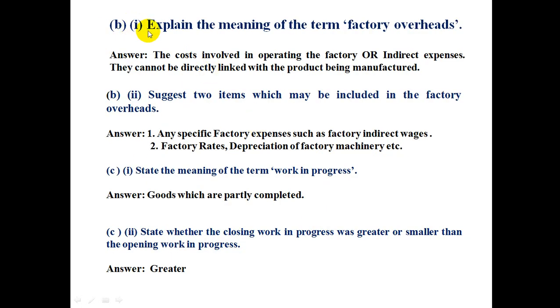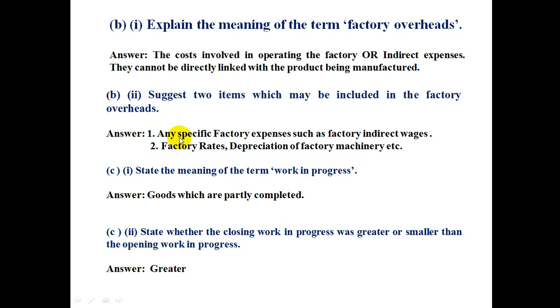Question B, part 1. Explain the meaning of the term factory overheads. The answer is the cost involved in operating the factory or indirect expenses are termed as factory overheads. They cannot be directly linked with the product being manufactured. Part 2. Suggest 2 items which may include in the factory overheads.